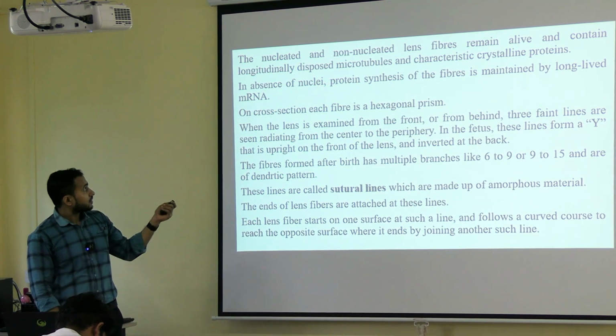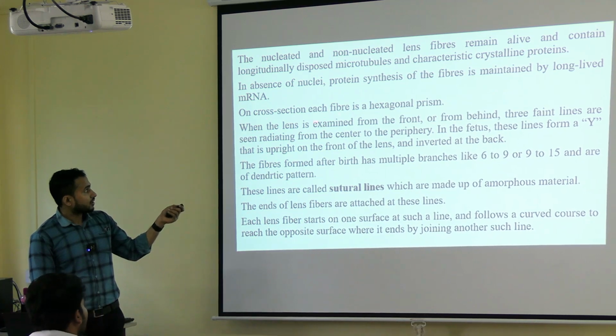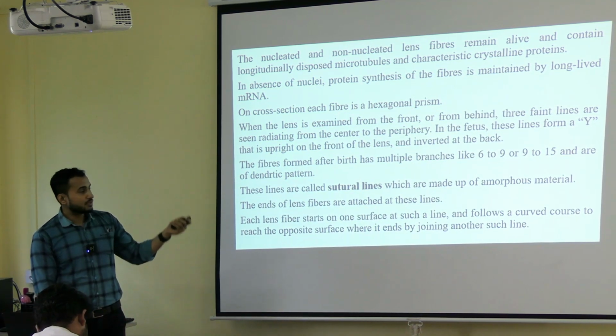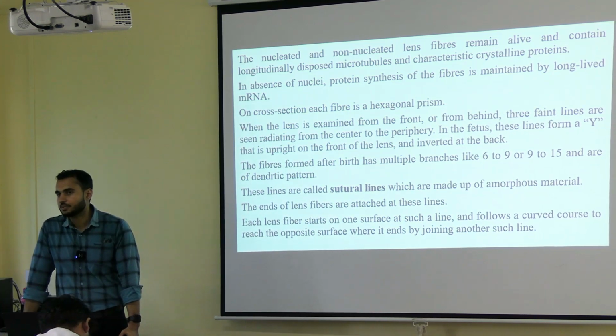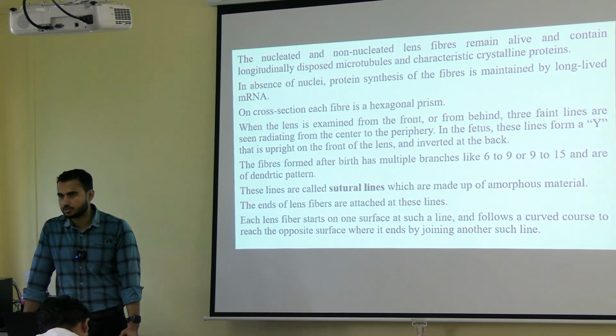Next, on cross section, each fiber is a hexagonal prism. That means if you take a cross section of the lens fiber, what is the shape? It is hexagonal prism shaped. Okay.